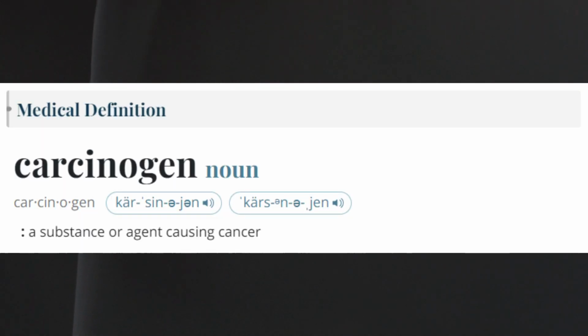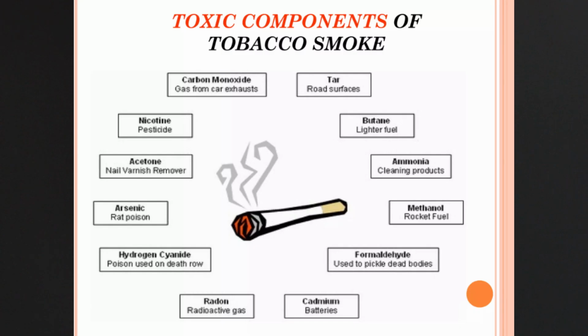There are thousands of components within tobacco smoke, including at least 70 that are known to cause cancer. Carcinogens are the terms used to describe these compounds that cause cancer. Nicotine, hydrogen cyanide, formaldehyde, tobacco-specific nitrosamines or TSNAs, and polycyclic aromatic hydrocarbons, PAHs for short, are a few of the substances present in tobacco smoke.